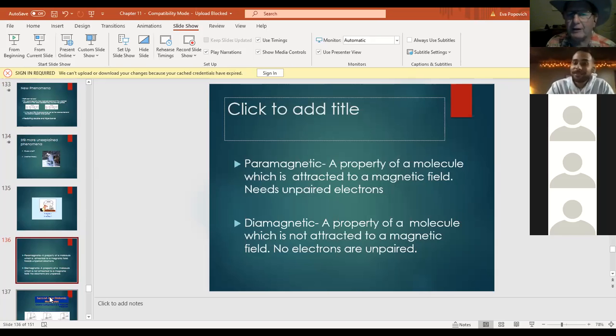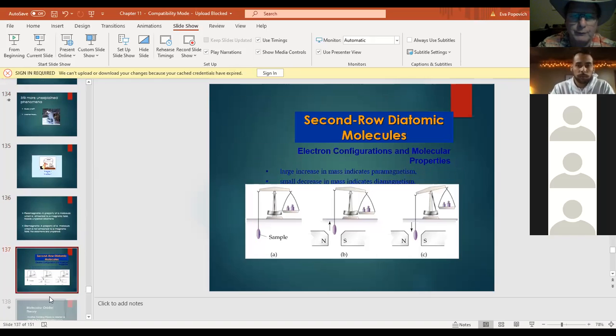Okay, paramagnetism. It's a property of a molecule which is attracted to a magnetic field. In order for this to occur, you need unpaired electrons. On the other hand, you have a diamagnetic molecule that is not attracted to magnetic fields. There are no unpaired electrons.